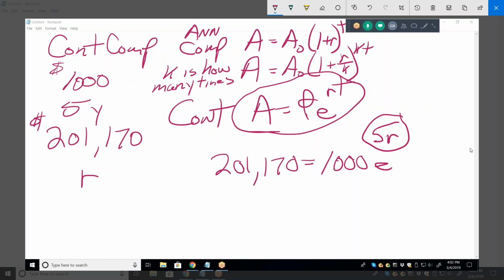Okay? So what's the first step I'm going to take in solving this thing? I would divide 201,170 by 1,000.